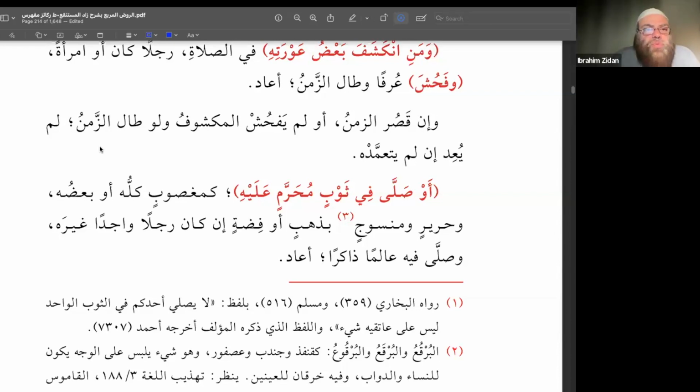Okay, there's a question. If a woman notices a little dry discharge on her undergarment after she prays Dhuhr but doesn't know when she had the little discharge, does she have to repeat the salah?